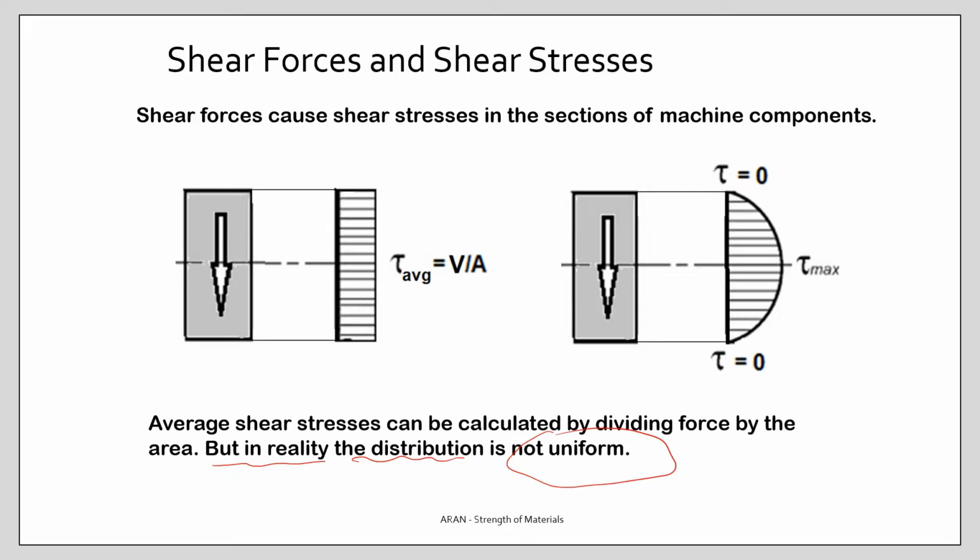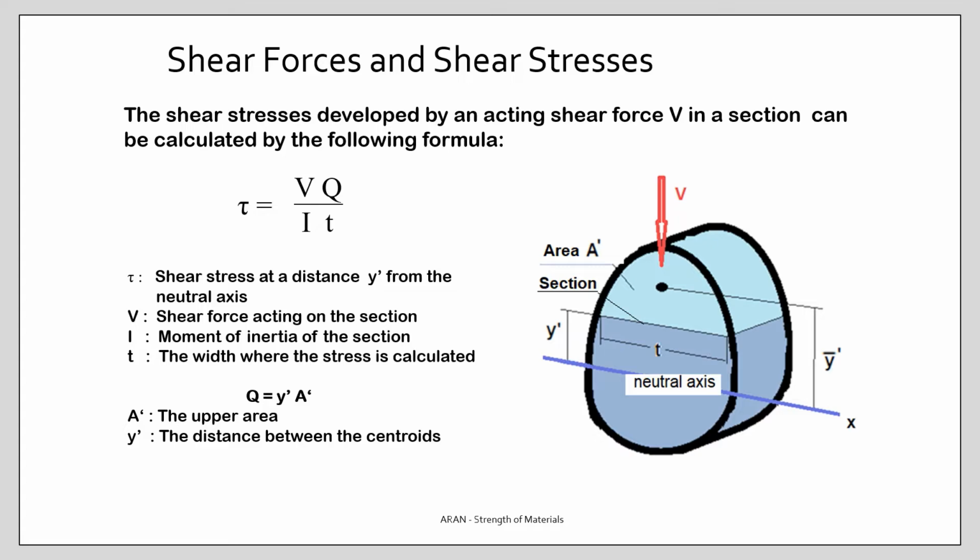In reality, on the top and bottom surfaces, the shear stresses are zero. The maximum shear stress is on the neutral axis of the section. So how do you determine the shear stresses for a given point in a section? Let's take the point P, and the shear force V is acting.